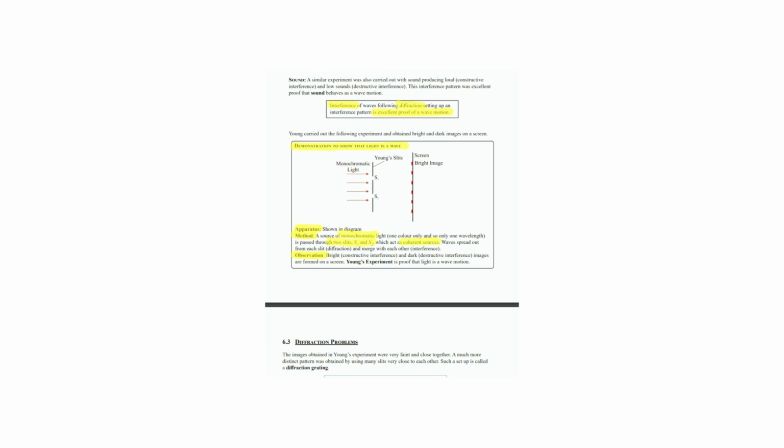I'm getting all my nice words in. Waves spread out, that's called diffraction. And merge or combine, that's called interference. That's your method. What do I observe then on the screen? I observe bright, that's constructive interference, and dark, that's destructive interference, images are formed on a screen. So Young's experiment is proof that light is a wave motion. Make sure you have your three headings in there when you give the explanation for your demo experiment.